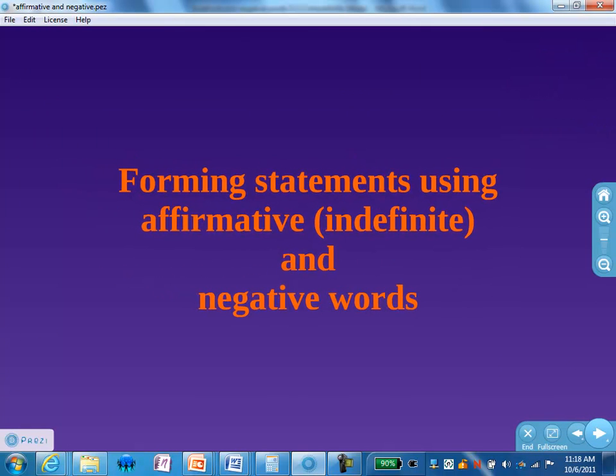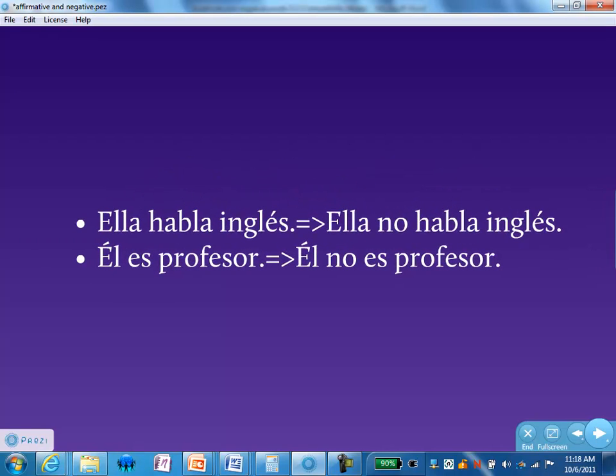Forming statements using the affirmative, also known as indefinite, and negative words. When we think about making affirmative and negative statements, we should think about the affirmative being something that is happening. So for example, if we say that ella habla inglés, we're saying that she speaks English. A negative statement is something that happens when we're saying something does not happen. So the negative of that sentence would be ella no habla inglés. Ella no habla inglés, meaning she does not speak English.